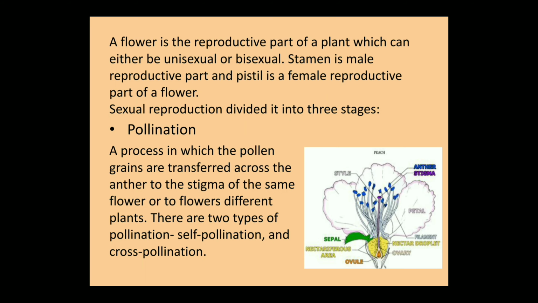A flower is the reproductive part of a plant which can either be unisexual or bisexual. Stamen is the male reproductive part and pistil is the female one. Sexual reproduction is divided into three stages. Pollination: a process in which the pollen grains are transferred from the anther to the stigma of the same flower or to flowers of different plants. There are two types of pollination, self-pollination and cross-pollination.